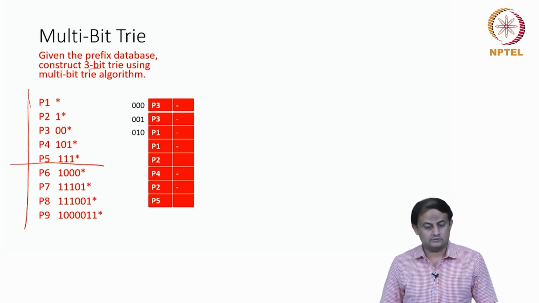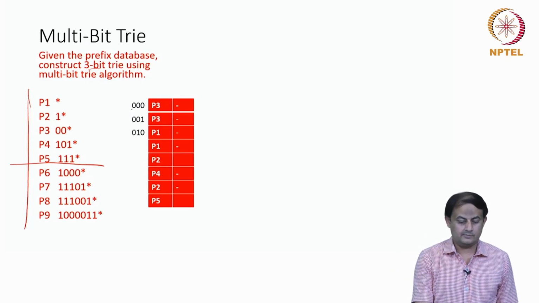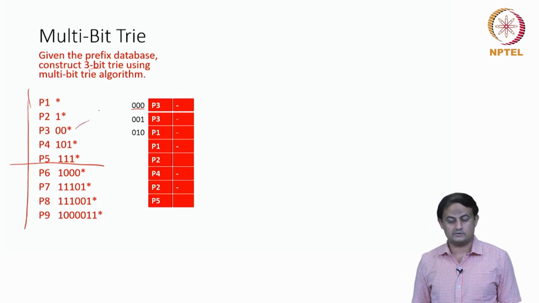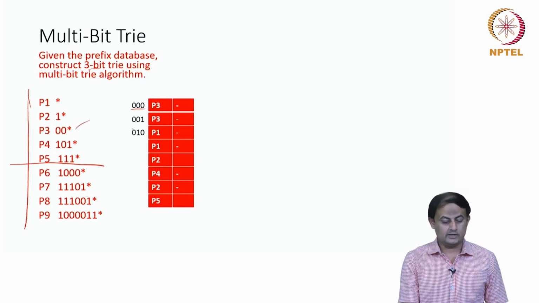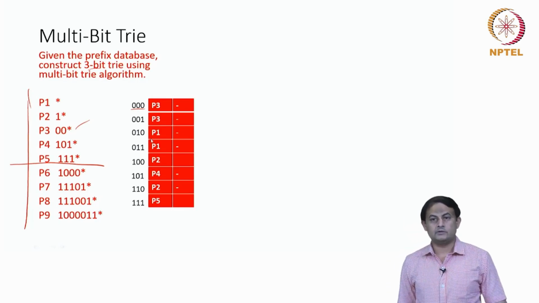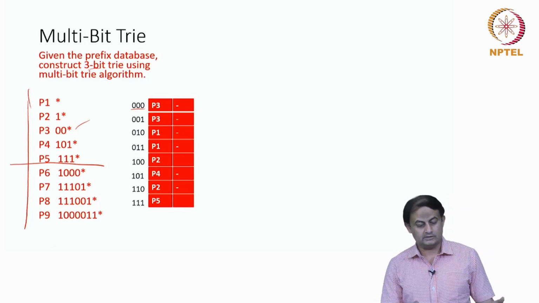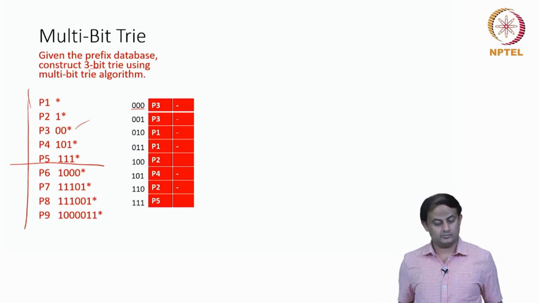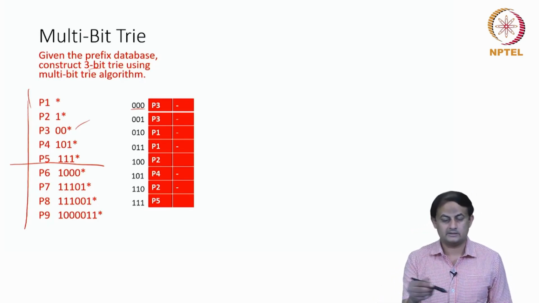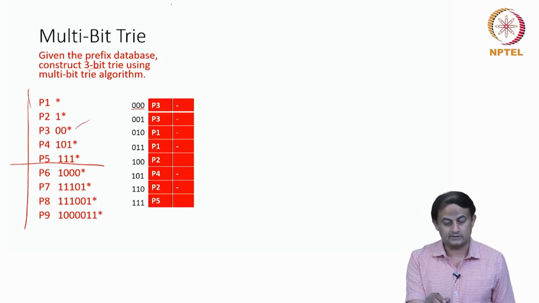If we have an IP address starting with 000, then this is routed with the prefix P3. That's the best match that you can find. And 001 is also matched with P3, and 010 is matched with P1, and so forth. As usual, the best way to see which prefix takes precedence over the other is to do the expansion and then cancel out whatever is the superset of the other.